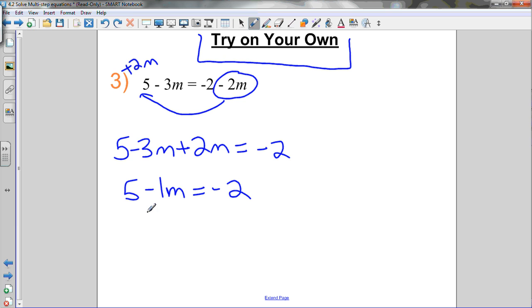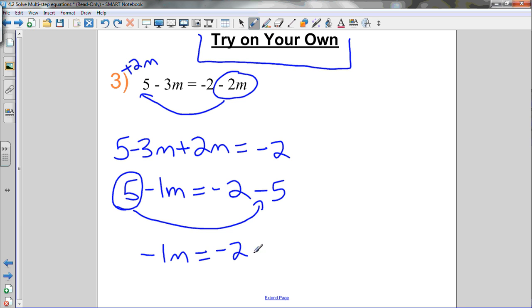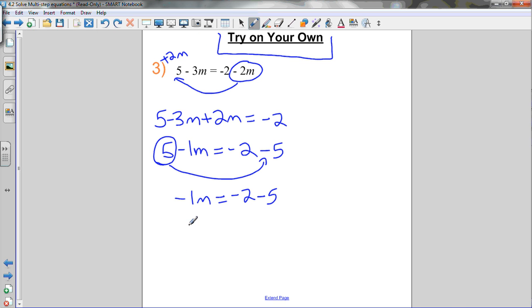Now I want to isolate the term that has the variable. So I want to isolate this negative 1m by bringing this positive 5 to the other side of the equation. The opposite of positive 5 is negative 5. So I'm going to subtract 5 to bring it to the other side. So I now have negative 1m equals negative 2 minus 5. So negative 1m equals negative 7.